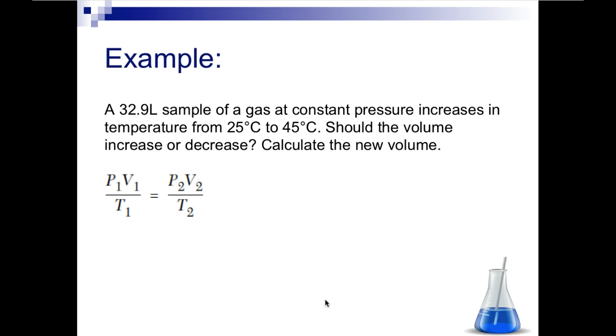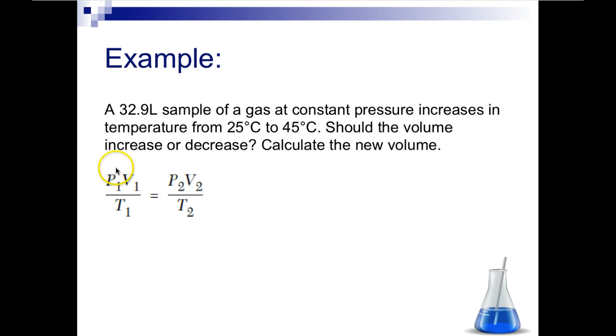Pretty easy. Let's look at example 2. Example 2 says a 32.9 liter sample of a gas at constant pressure increases in temperature from 25 degrees Celsius to 45 degrees Celsius. Should the volume increase or decrease? Calculate the new volume. First of all, we learned back in the last lesson that Charles' law has a direct relationship between volume and temperature. So the volume should increase as the temperature increases. Since our temperature increases here, our volume should get bigger. Let's double check that with some calculations.